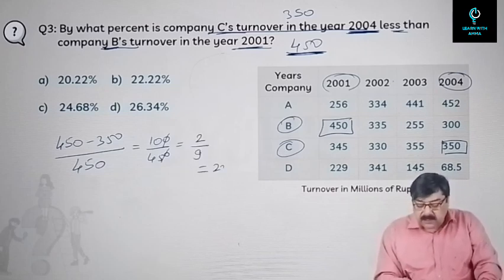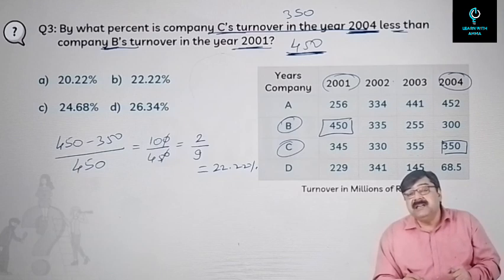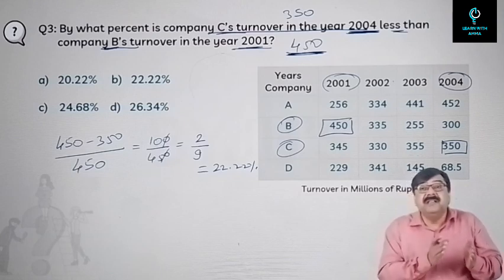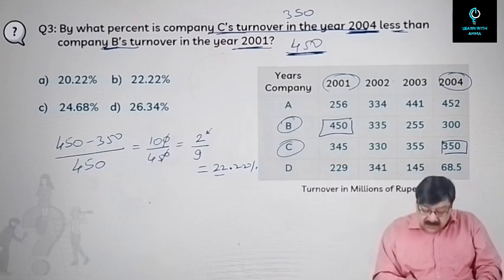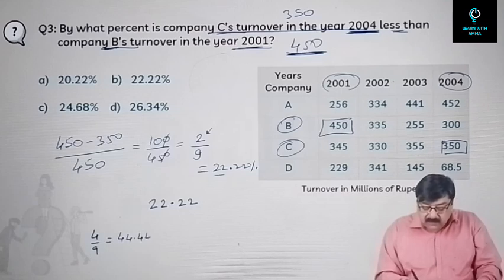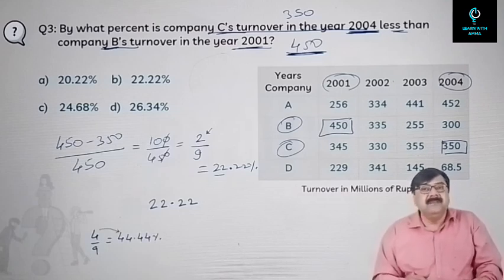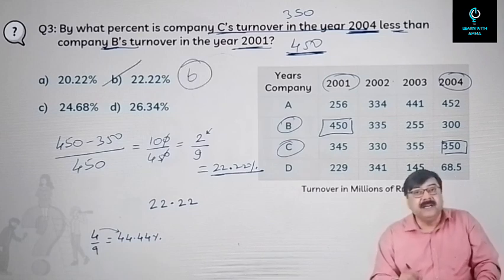So 2 by 9 we know is 22.22%, because whenever in a fraction digit 9 is present in the denominator, then whatever digit is present in the numerator, you write it twice, put a decimal mark and repeat the two digits. That is, 2 is given to us in the numerator. So 22.22 is what we get. Now similarly, if our answer here would have been 4 by 9, that would be equivalent to 44.44%. So we have already discussed this concept in the chapter of percentages, but I'm just repeating it here for your knowledge. Now 22.22% is given to us clearly in choice B, which becomes the answer.